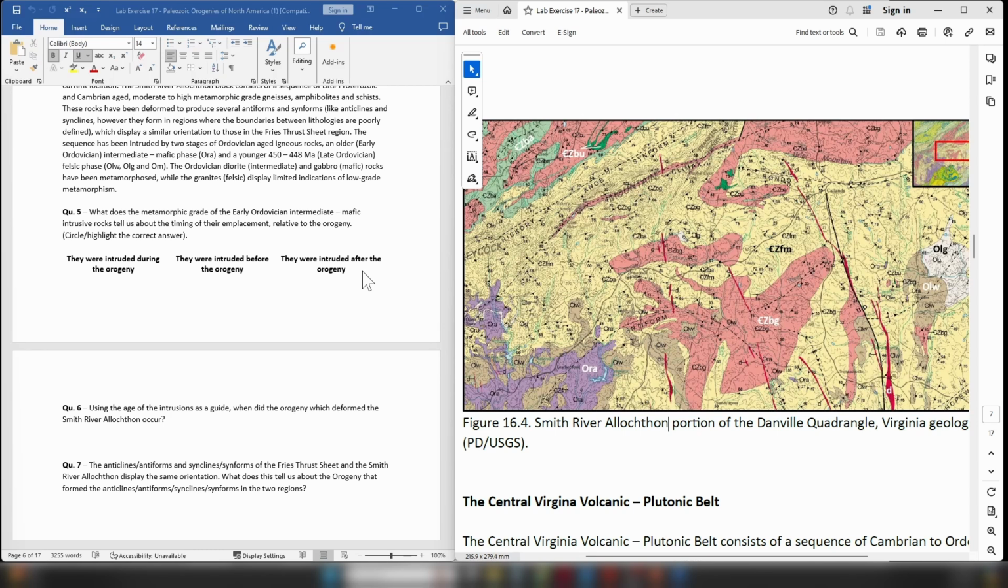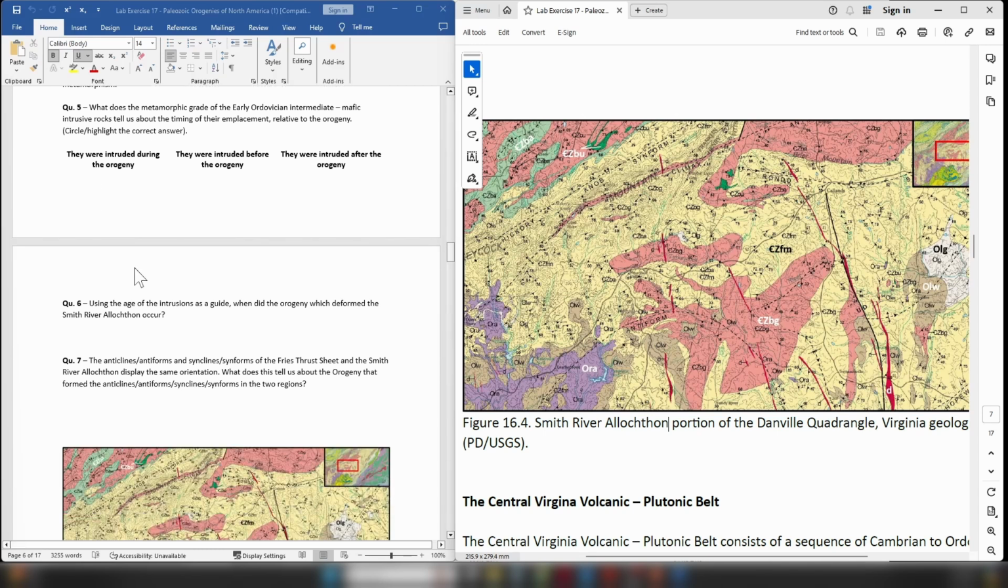So we know these rocks have been metamorphosed to moderate to high metamorphic grades, which would give us an indication about whether they were present before or after the orogenic event. Remember, metamorphism and deformation are connected together because they are part of the same event. So we know that for a rock to be deformed, it has to have been present before the deformation began. And so that should give you a hint about the answer to question 5.